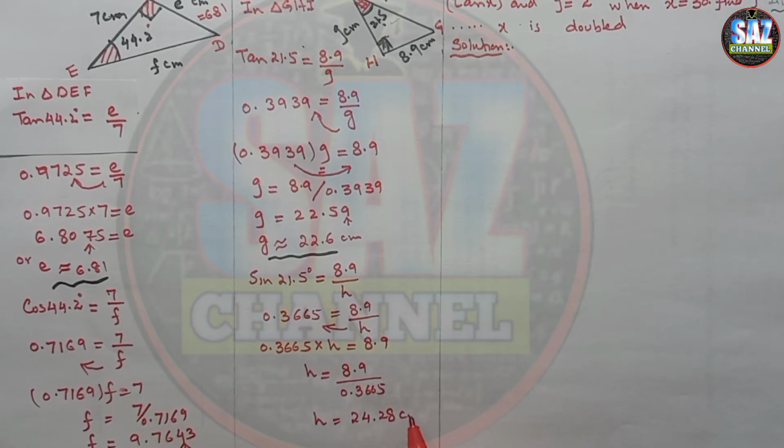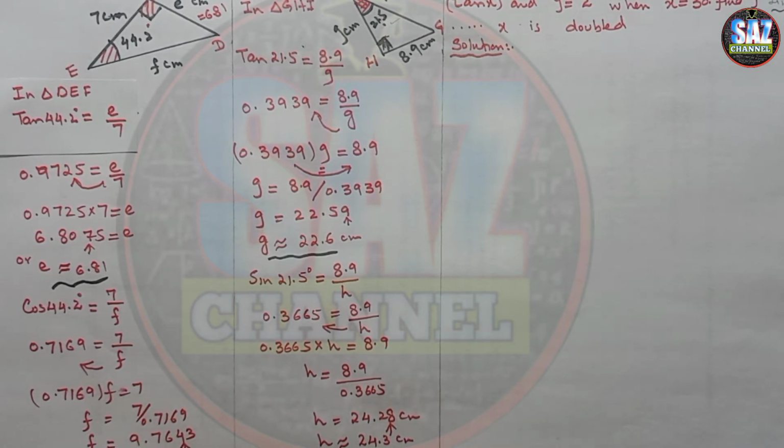24.28 centimeters. As I have to give my answer nearest to three significant figures, focus your attention on the fourth digit. It's 8, which is more than 5, so it will take the form 24.3 centimeters. I hope you are clear about these two questions.